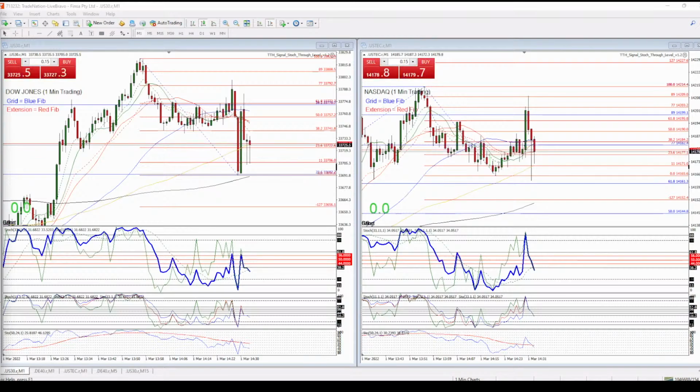Five minutes on the Dow, still rejecting that 61.8 of the daily. Support 50 moving average on 5. US Tech also struggling with that 155 zone moving average. Support that 77.